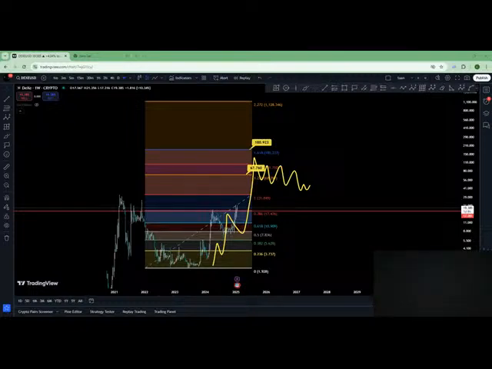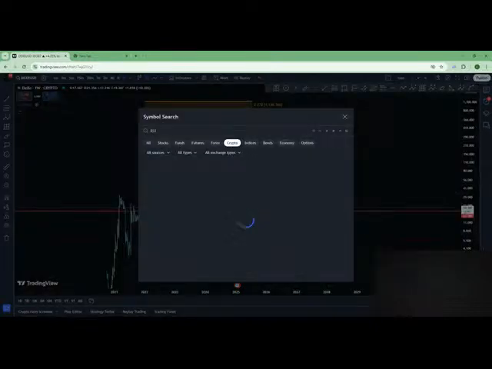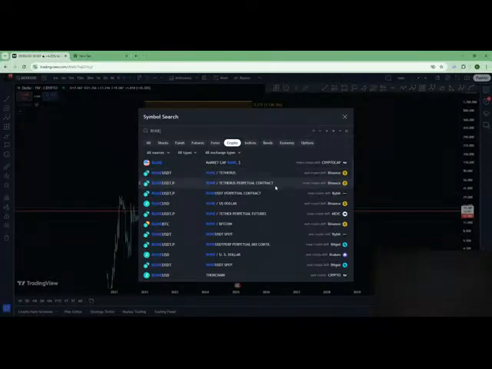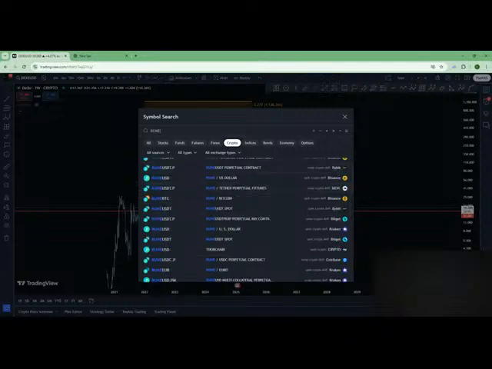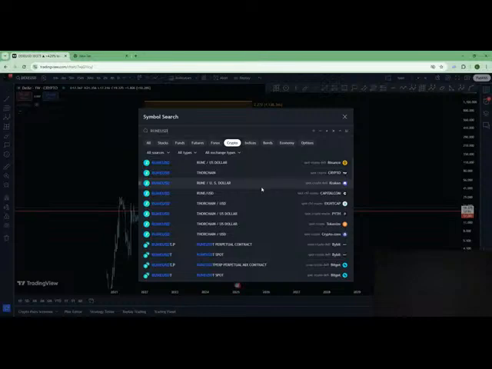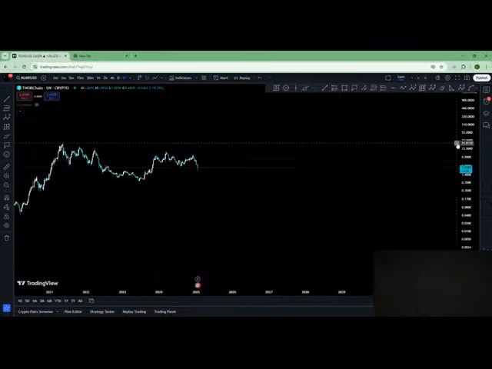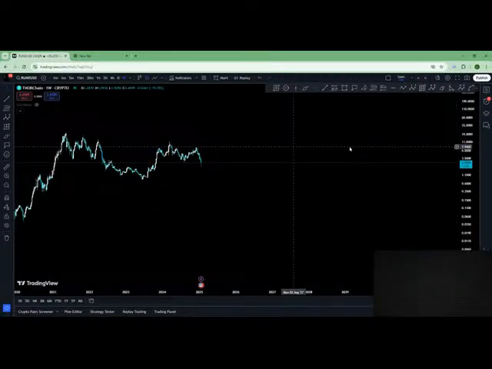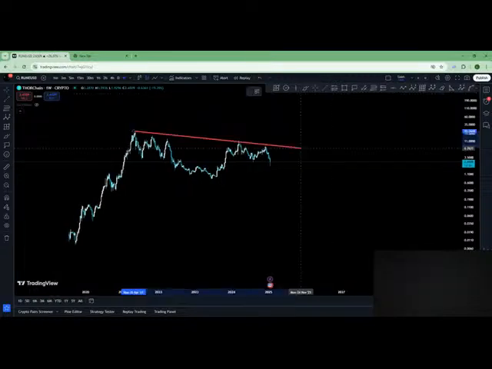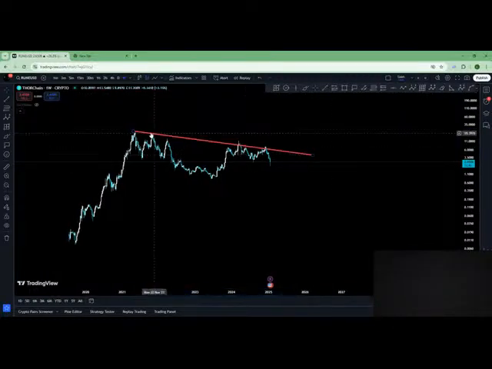Yeah, Rune. Let's go for Rune. Analyze Rune USD. It has recently fallen very aggressively, right? So I think this is a strong week. I mean, this could be a reversal.